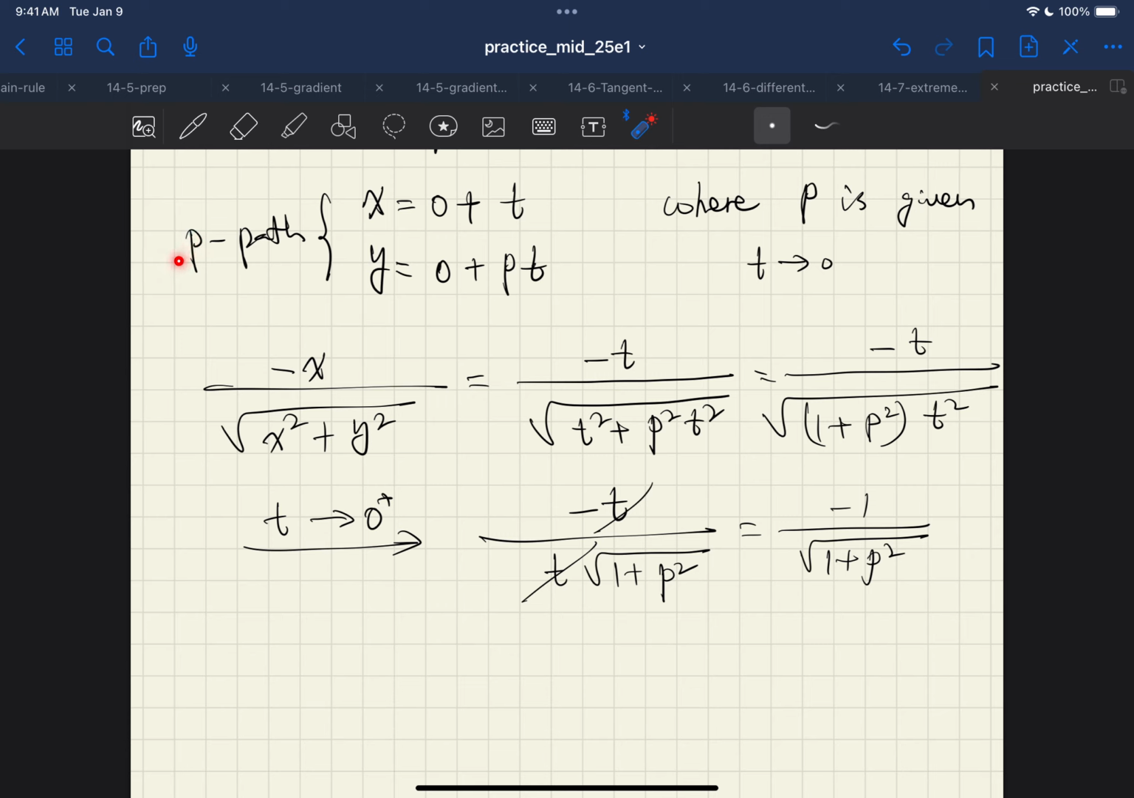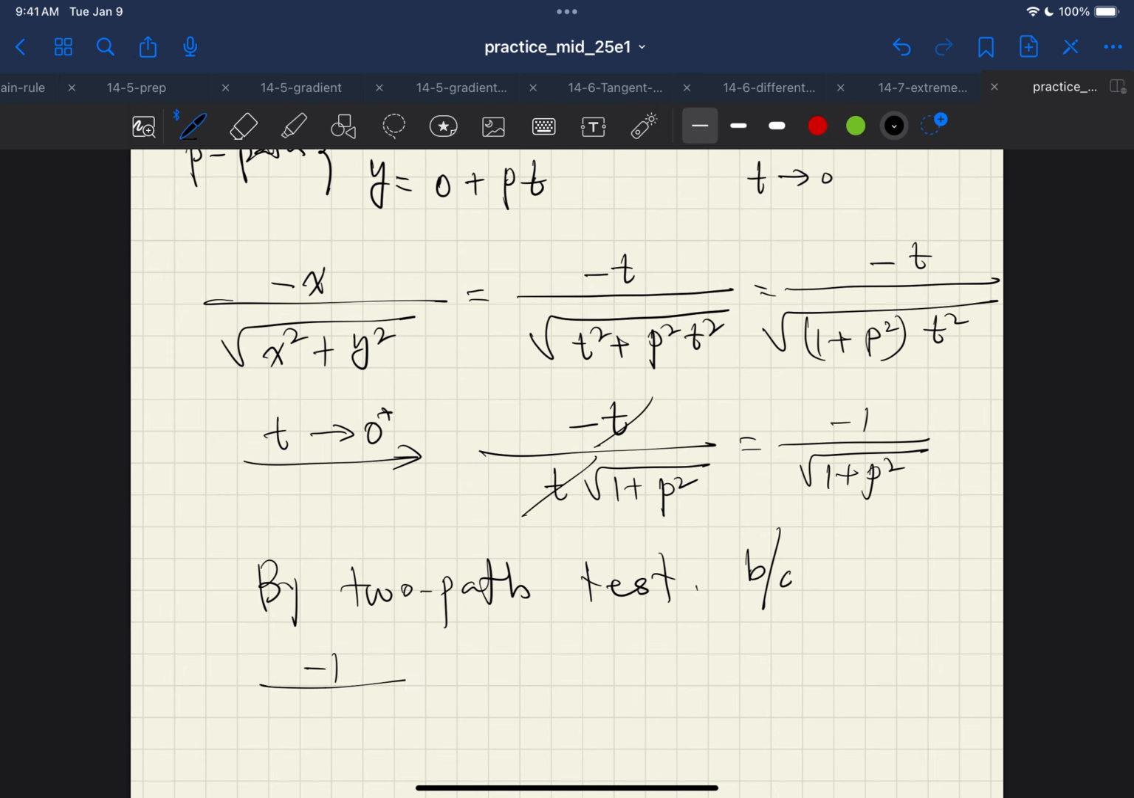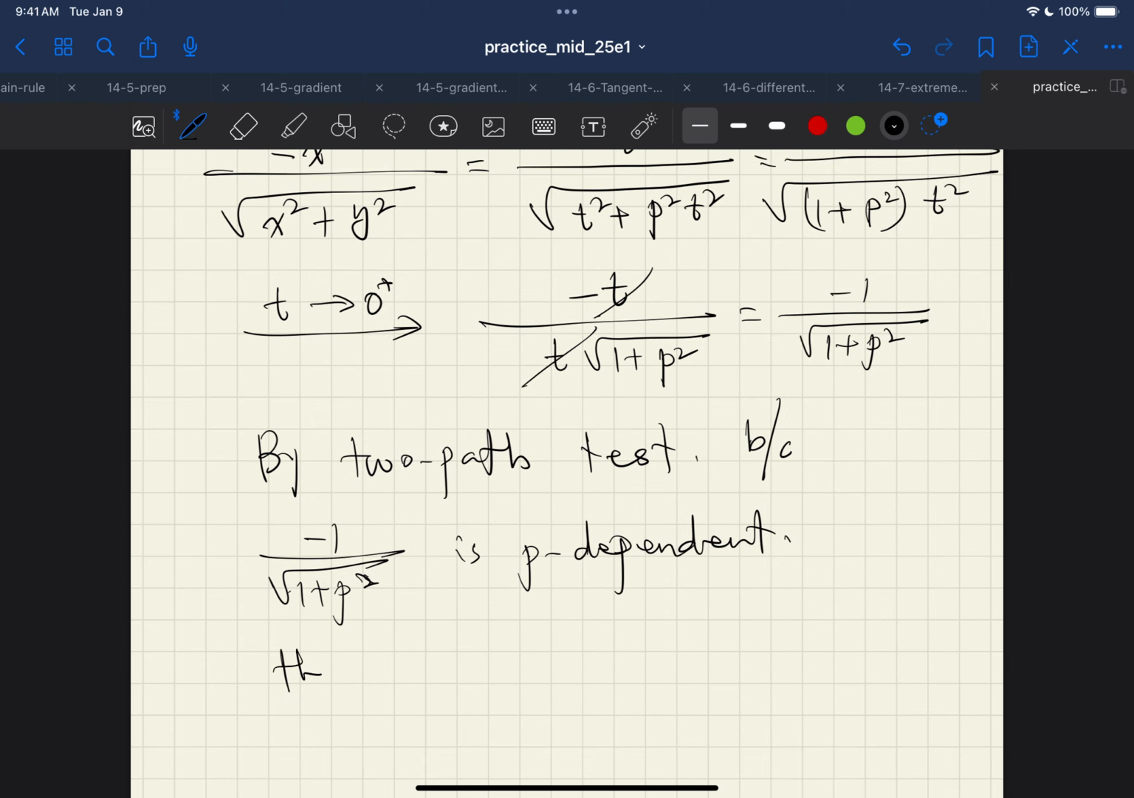Different p stands for different curves, different paths. And along different p paths, you have different numbers. So that means by the two-path test, because it is p dependent, there is no limit.